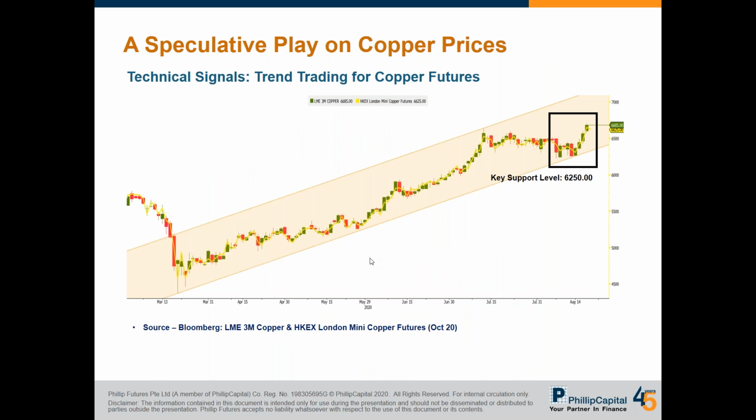Okay, I think this is just an example that I wish to show of a speculative play on copper prices. As you can see here, this is a candlestick chart, the day chart. I've put up the LME 3-month copper rolling forward in the form of candlestick, and I've also put up the Hong Kong Exchange London Mini Copper Futures. As you can see, both prices track one another very closely. They have a very strong correlation, and prices tend to move in tandem.